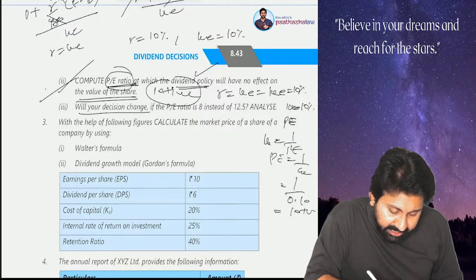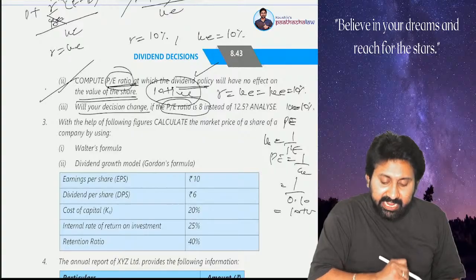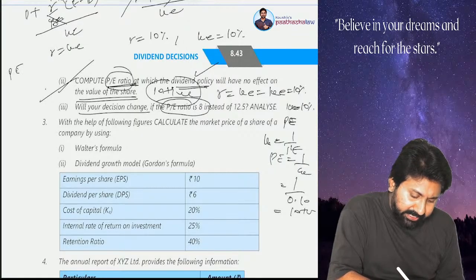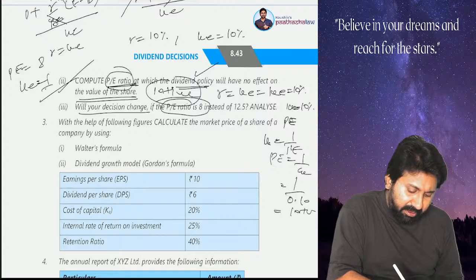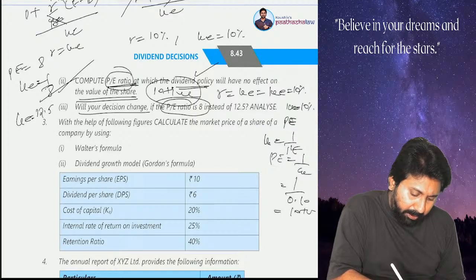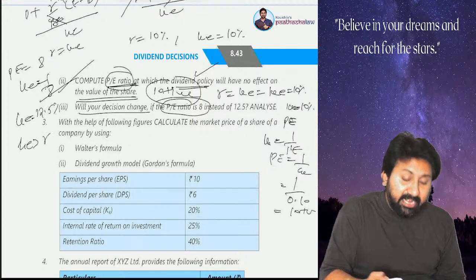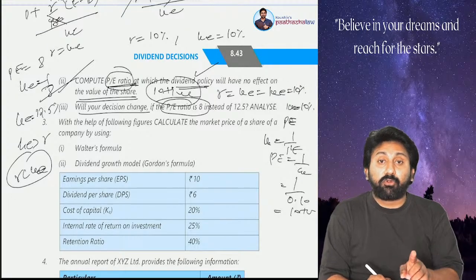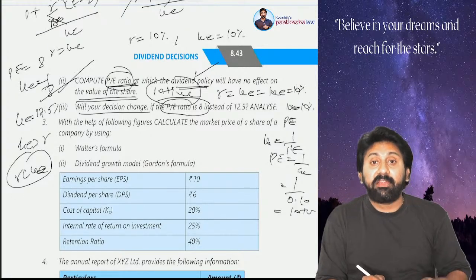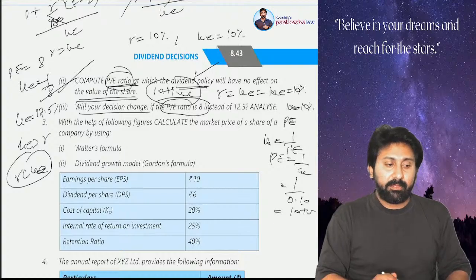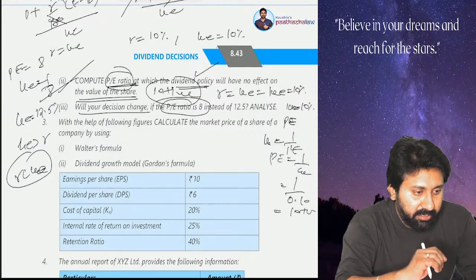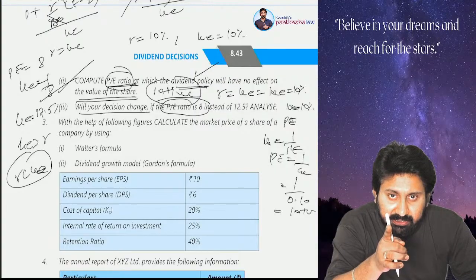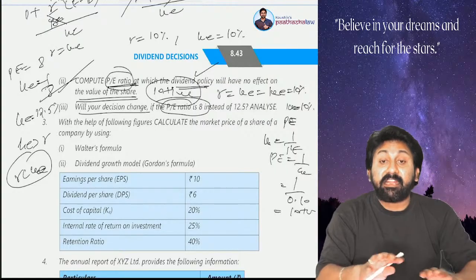Next, will your decision change if PE ratio is 8 instead of 12.5? Obviously, the answer will change. If PE ratio is 8, KE will become 1 by 8, so KE equals 12.5%. Now KE is greater than R, or R is less than KE. In this case, the company should go for 100% dividend and 0% retention. This is the answer for this question. Everyone in the class, understood how to do this? This one question covers the entire Walter model.